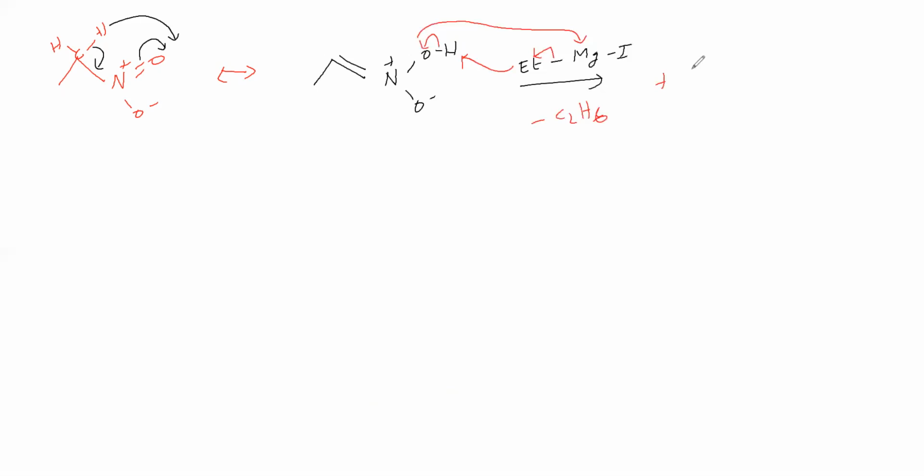Then what is remaining? This double bond N plus, this O minus reacts with MgI, and we get this product. So here you can see that this nitro compound undergoes tautomerism. Therefore, we are getting a nitronic acid. This nitronic acid reacts with the Grignard reagent and gives alkane as the product.